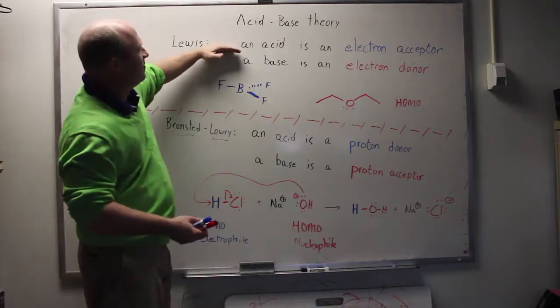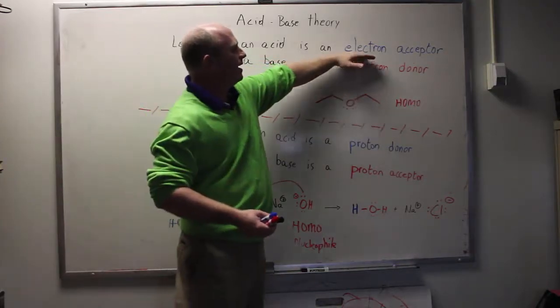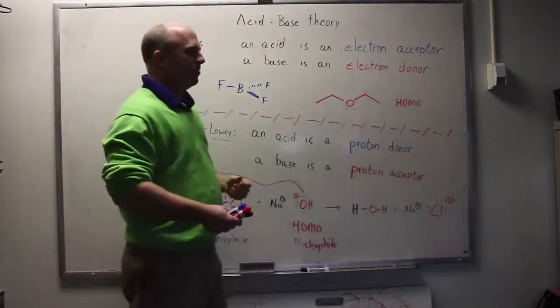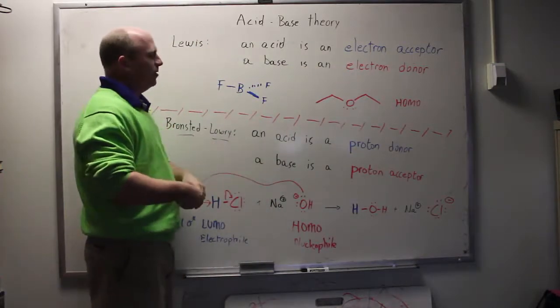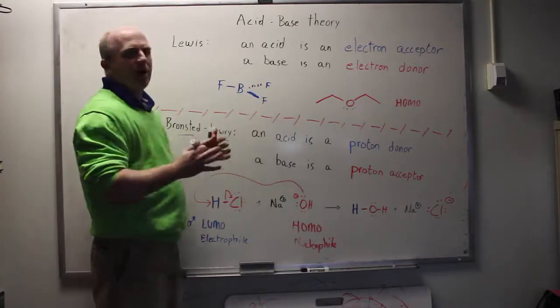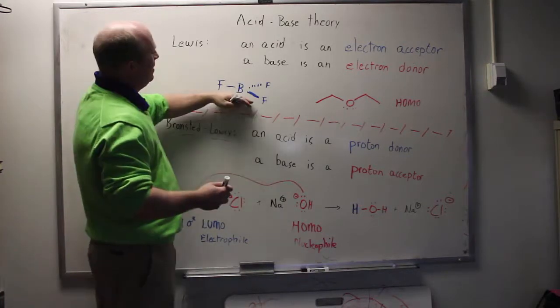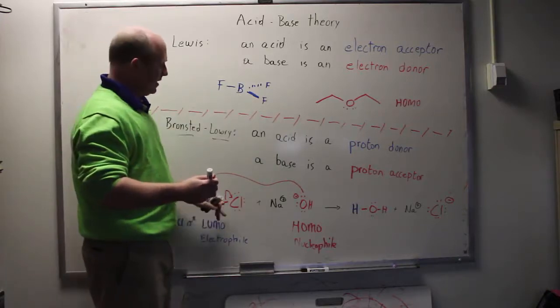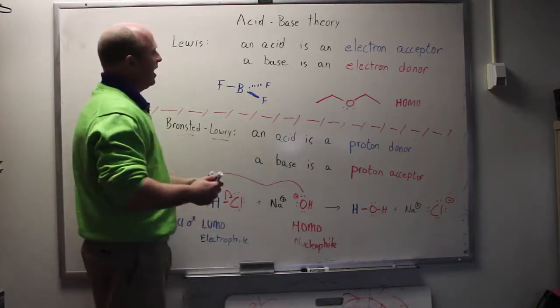So in Lewis's definition, an acid is anything that can accept electrons, and a base is anything that can donate those electrons. And so a classic example of a Lewis acid would be something like BF3. There's no hydrogens anywhere. There's no H pluses to give at all. And yet, this behaves precisely as HCl does in the sense of how it interacts with outside electrons.